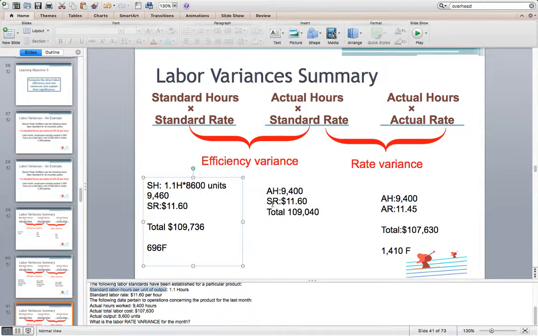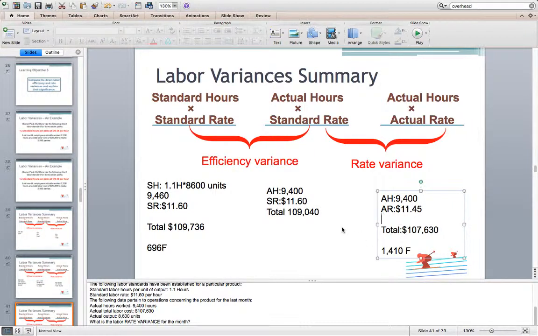Standard rate they gave me, so I put it in. Actual hours they also gave me. They said actual hours worked. Pretty straightforward. They gave me a total amount. The 107,630 was a total, but they didn't give me the actual rate. So remember our formula, actual hours times actual rate equals the total. So we'll just divide the total by the actual hours. So 107,630 divided by 9,400 gives me an actual rate of $11.45.